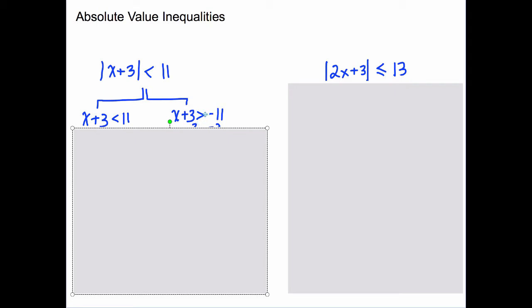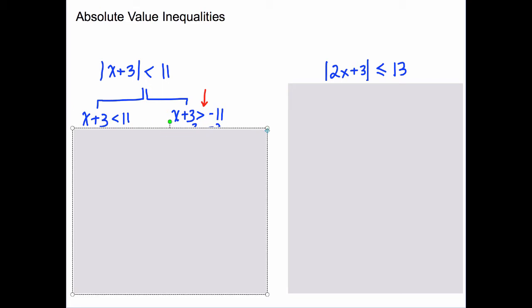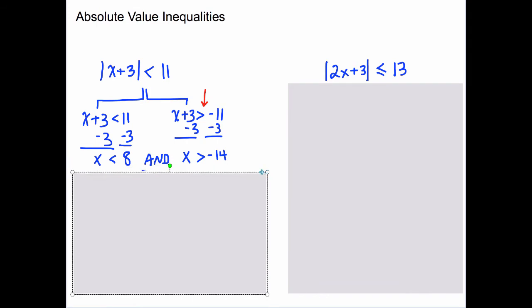It's similar to what we did with absolute value equations, except that you have to remember to switch the sense of the inequality, or flip the inequality, as you solve these. So we split this into two problems, and then we solve each of the problems. We subtract 3 from each side, and we get x is less than 8 and x is greater than negative 14. And you can follow the math here.